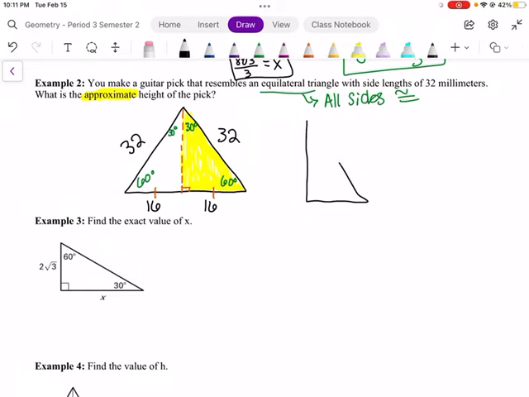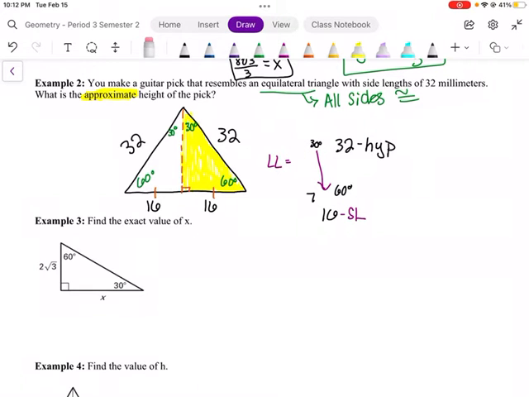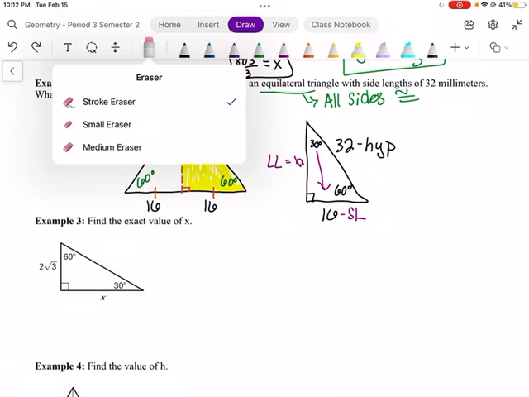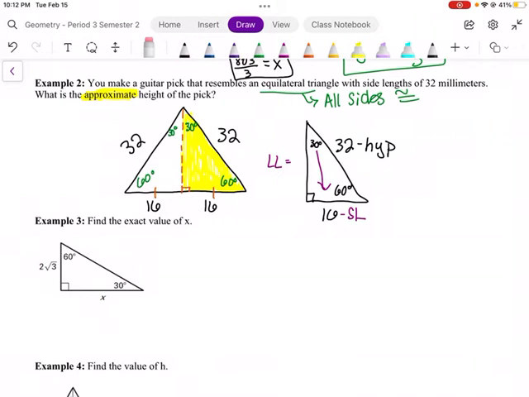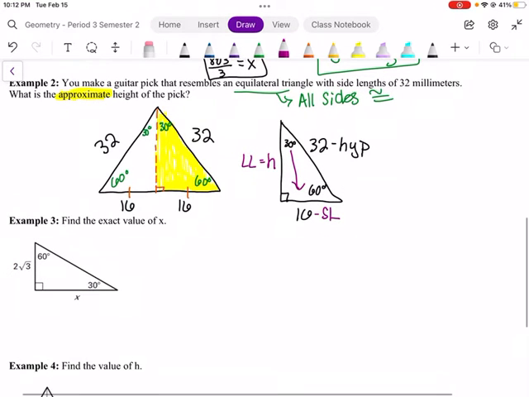If it's helpful, you can draw the triangle separately over here. We know the bottom is 16 and the hypotenuse is 32. Because we know the top angle is 30, this lower side is going to be our short leg, and we are going to be looking for our long leg, which is going to represent the height. That wasn't a very good H. So right now we're looking for the height.